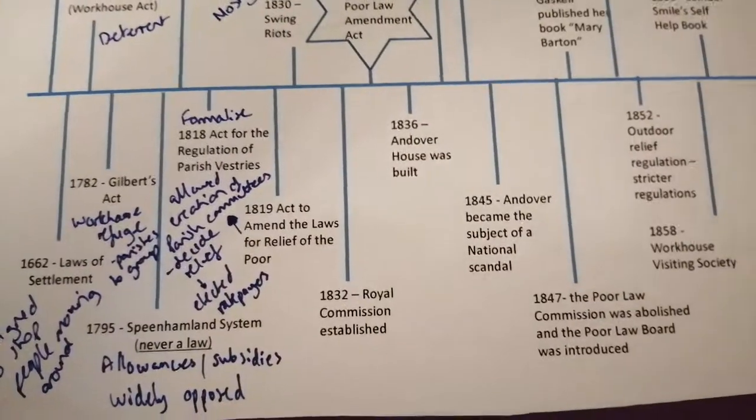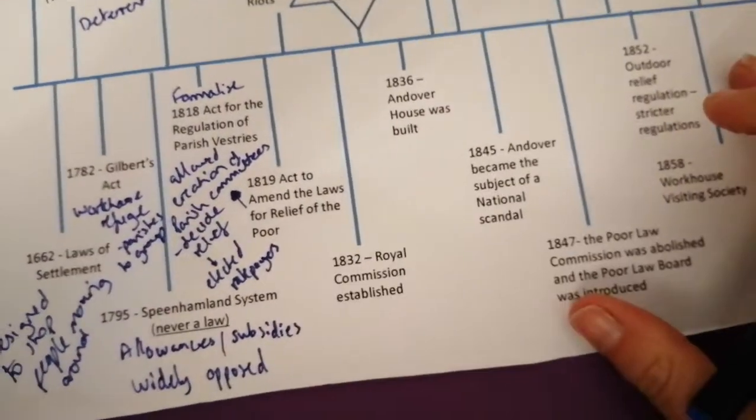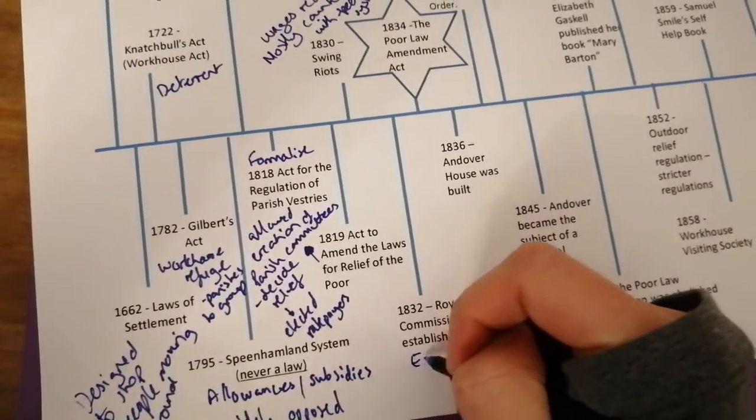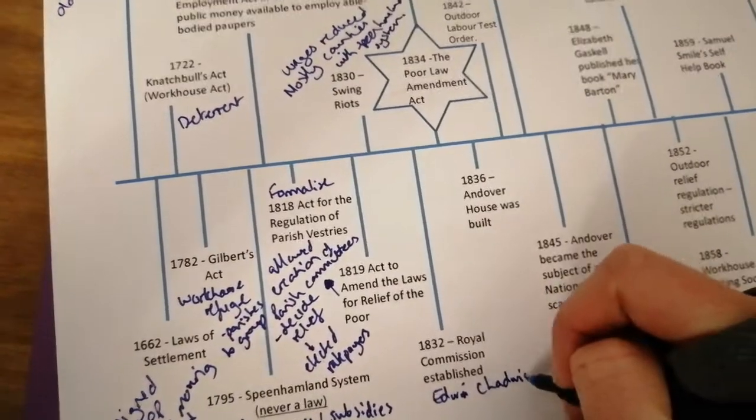Now, in 1832, we have the Royal Commission. The Royal Commission, remember, is just a committee which is established to figure out what's going on. And this is run by Edwin Chadwick and a man we haven't really touched upon, who is called Nassau Senior.